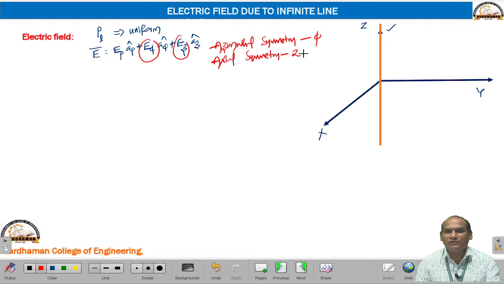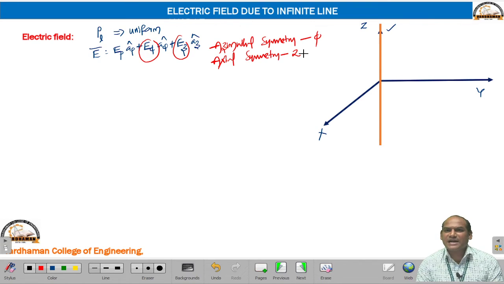So there is only one thing, that is the E rho component. How is it possible? Changing rho is nothing but what? Moving away from the infinite line charge. Rho is the perpendicular distance between the observation point where you are finding the electric field and the infinite line charge. As we move away from the infinite line charge, we know very well from the force equation or the electric field due to a point charge that if the distance increases, then the electric field or the force decreases.